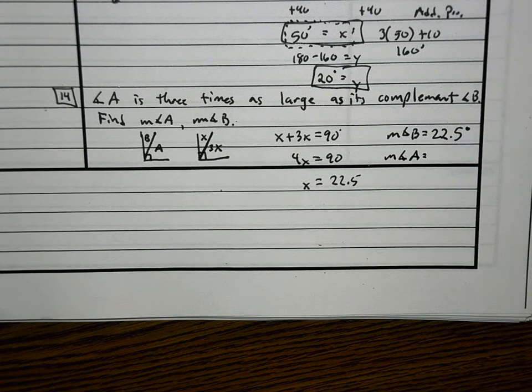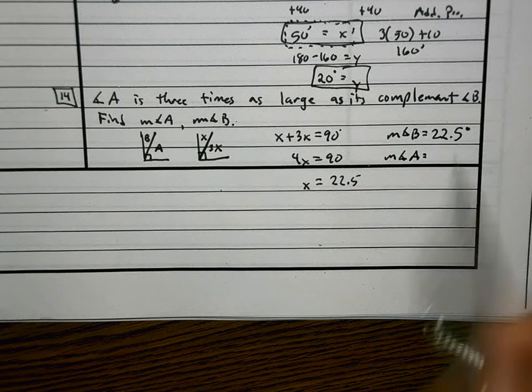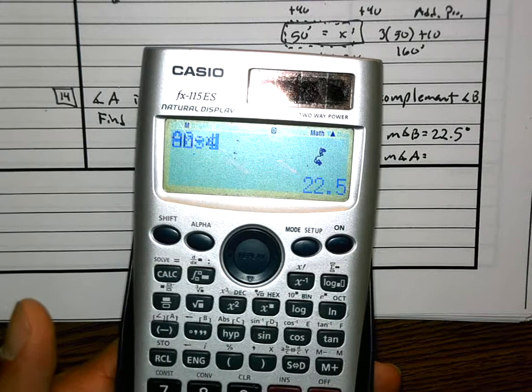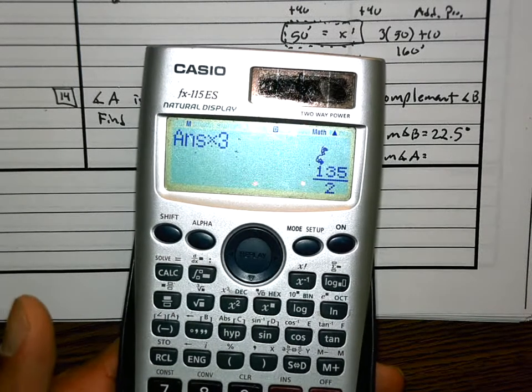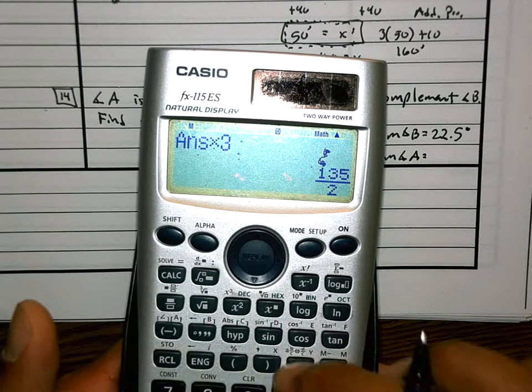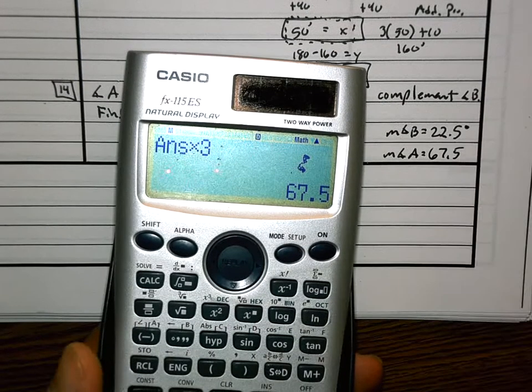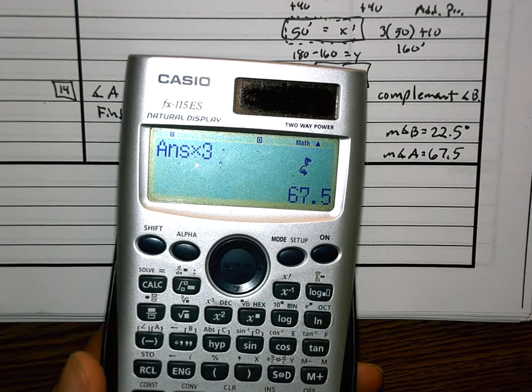What do I have to do? I can do it one of 2 ways. I can either multiply by 3, or I can subtract this from 90 degrees. It's up to you. What do you want to do? I heard one person say multiply. I heard one person say subtract. So I'm going to multiply first. I'm going to get 67.5 if I multiply my previous answer by 3.